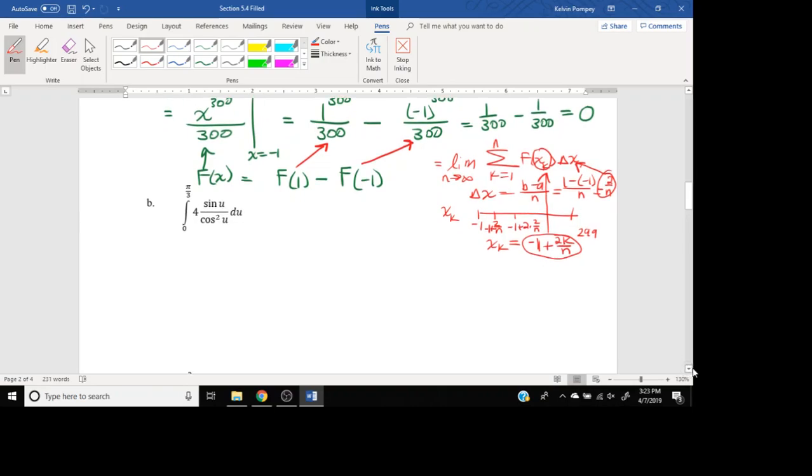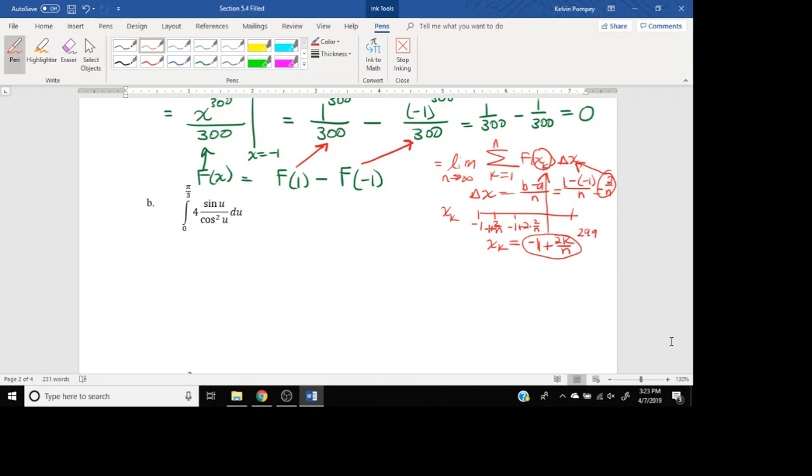Part B, we have the integral from 0 to pi over 3 of 4 times cosine of u over sine of u over cosine squared of u du. Now, remember, when we see these, we want to find the antiderivative. Notice this is a pretty complicated problem, right? Remember, we don't have a quotient rule for anti-differentiation like we do when we have differentiation, right? No integration rules for quotients.